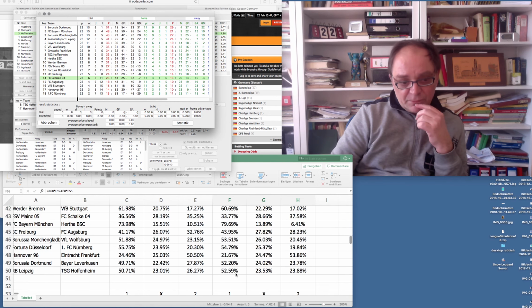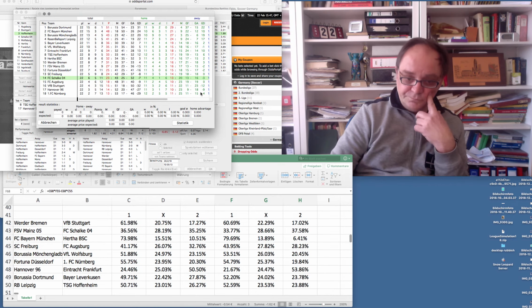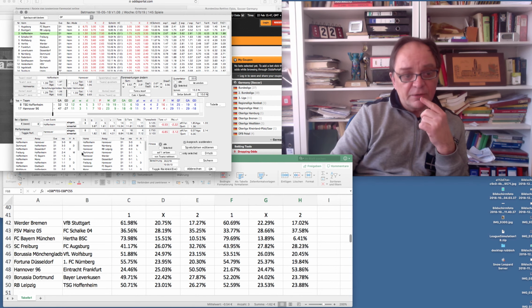What do we have here in probabilities? I got 36, 35. So this is more or less the same, right? It's an even game, which is fine. But the market says Schalke are favorites here. And of course we can do this as well and have a little review here.